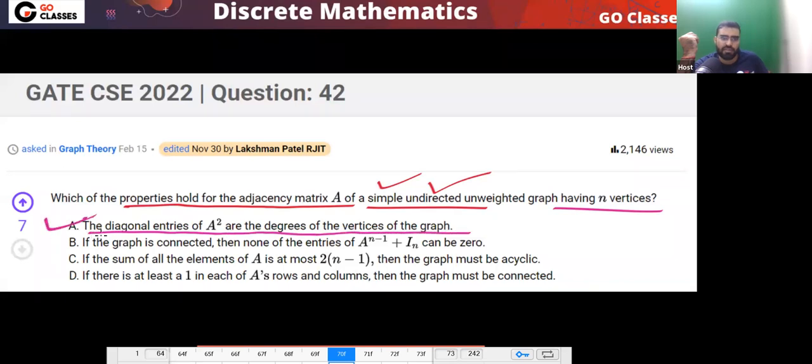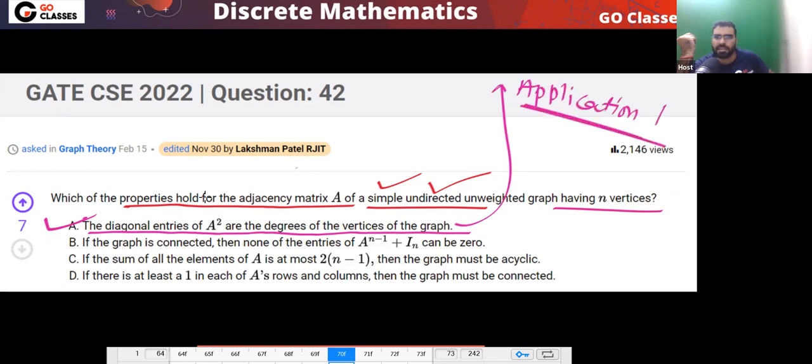That is correct. Which application was this? This was application one. This we have seen in application number one, right? We have already seen that the diagonal entries of A square are the degrees of vertices. So this statement is correct.